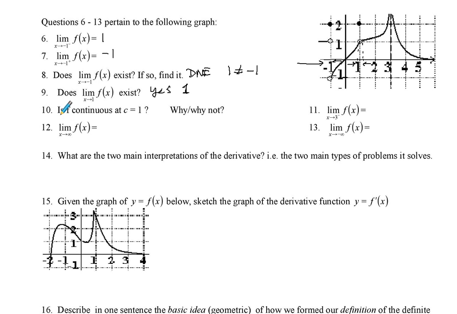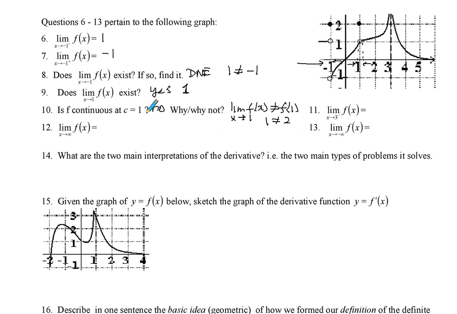Is f continuous at c equals 1? Okay, so at 1 is the function continuous? So remember, if it's continuous, that means that the function value equals the limit. Well, here the limit equals 1, but the function value is up here at 2. Okay, so no, it's not, because the limit of f of x as x approaches 1 is not equal to f plug in 1. So in other words, 1 is not equal to 2. Limit's not equal to function value. Geometrically, there's a hole in the graph.